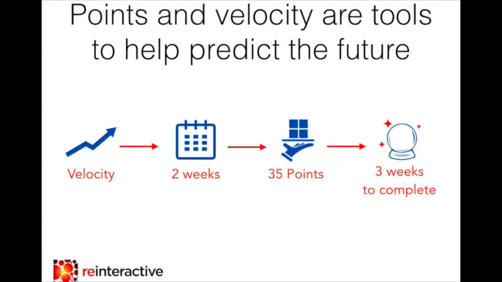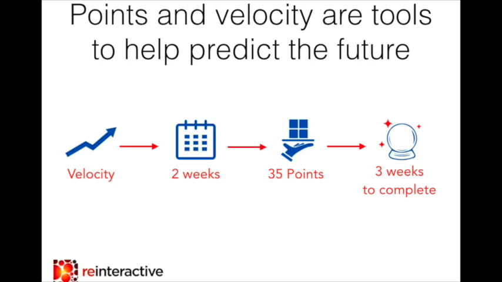So points and velocity are tools to help predict the future. It's all about planning. Once we've got a good calculation of velocity based on past experiences, we can say, well, our average velocity over the last couple of weeks was, say, 35 points, and we've got 100 points of features remaining in the backlog, so remaining features to be developed. At our current velocity, that's going to take us 3 weeks to complete all of those features. And that's really valuable information for planning.